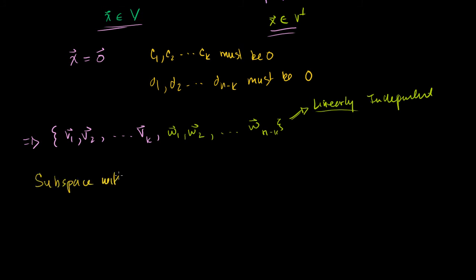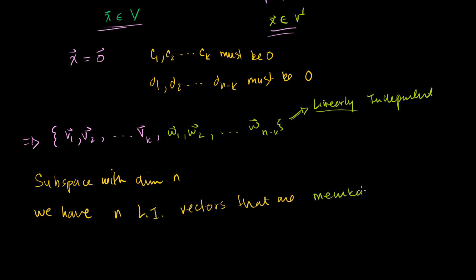Now, many videos ago, we learned that if we have some subspace with dimension n, and we have n linearly independent vectors that are members of your subspace, then those n linearly independent vectors, or the set of those n vectors, is a basis for the subspace.